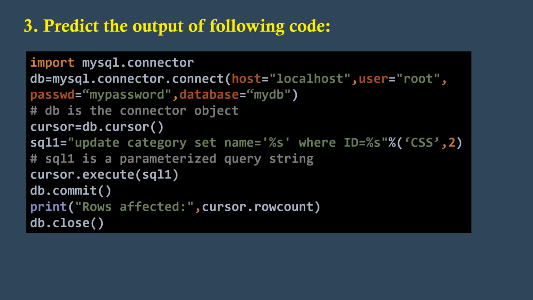Now predict the output of the following code. Here one SQL connection is established with your MySQL database. Here db is the connector object, and a cursor object is also created. Now the query string is: update category set name equal to %s where id equal to %s, and these two are like variables where you are passing the actual values as css, 2. So wherever the id is 2, there the name value will be css in the table category.